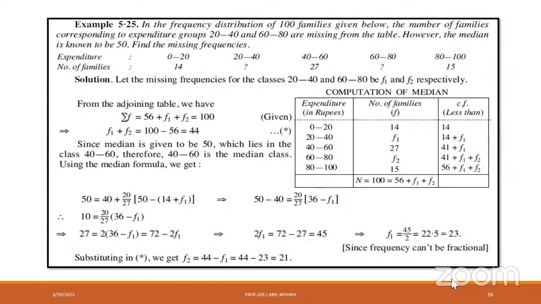So whatever is missing, we can take them as f1 and f2, or x and y. We calculate the cumulative frequency: 14, plus f1, 27 plus 14 is 41 plus f1, then 41 plus f1 plus f2, then 56 plus f1 plus f2. That 56 plus f1 plus f2 is nothing but 100. So f1 plus f2 becomes 100 minus 56, which is 44. So the addition of f1 and f2 is 44. This is one equation we got.